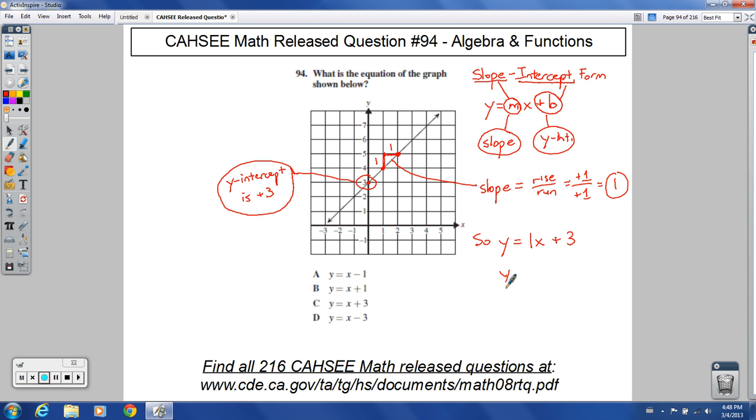Another way to write this, you don't have to include the 1. It's like an invisible 1 in front of there. If you don't include it, it's implied that it's an invisible 1. So you can say y equals x plus 3. That right there is choice C.